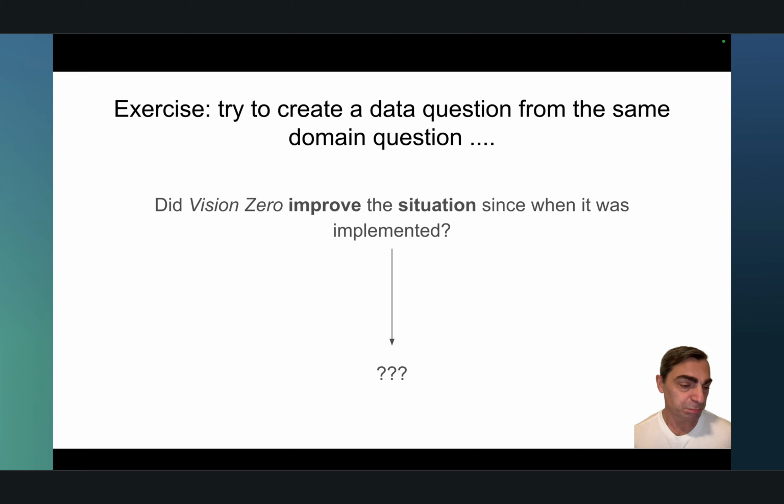So if you want to pause for a moment and try this yourself, try to think about another way to create a data question from the domain question using different interpretations of what we mean by improve and what we mean by situation, which are two vague terms. These terms are too vague in order to be useful to extract information directly from the data. So you can pause for a moment here and try to do it yourself, and then I'll show you another example.